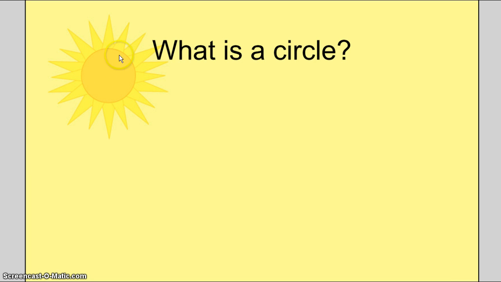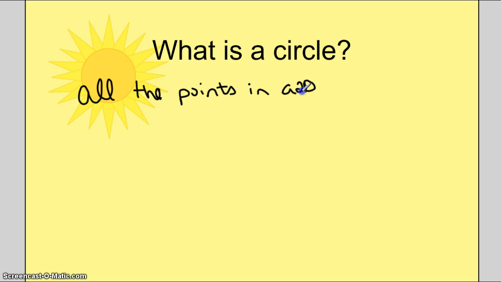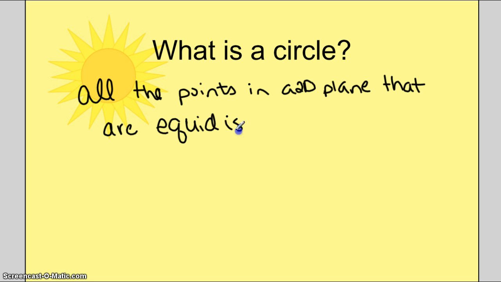What is a circle? You've got a beautiful example right here, but a circle by definition is all the points in a two-dimensional plane that are equidistant from a point. Mrs. Venner, what does equidistant mean? I think that means they're all the same distance. So, equal distance, equidistant. And what is that distance called? The radius.